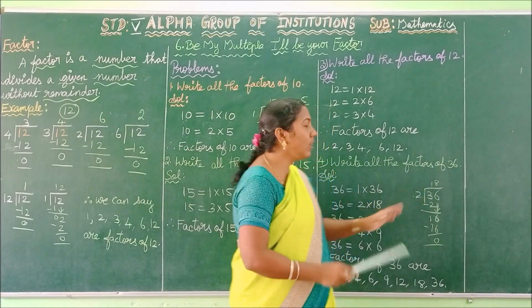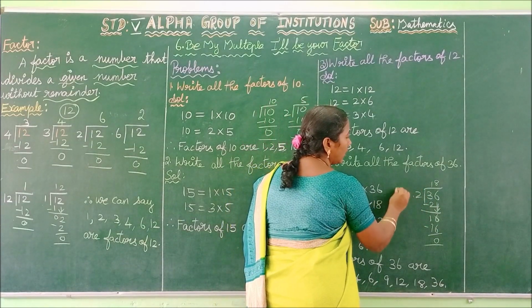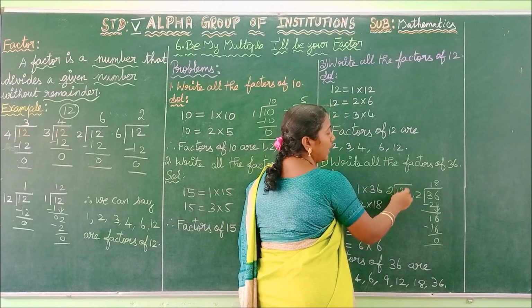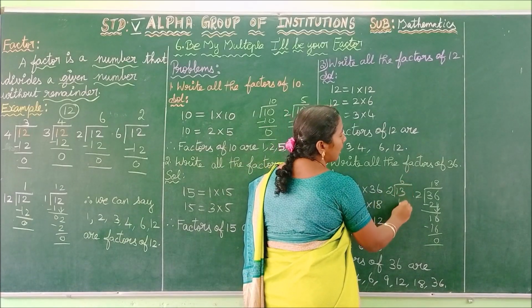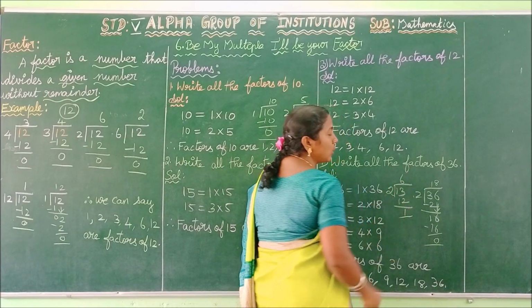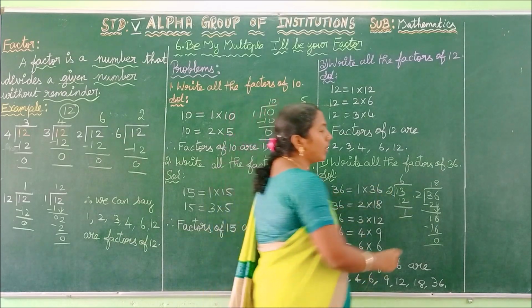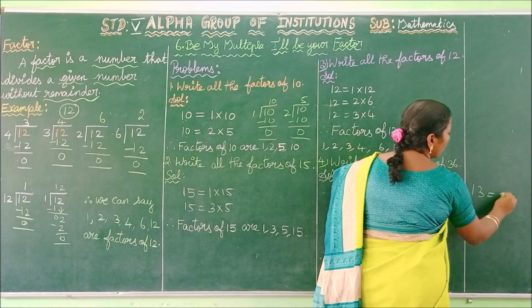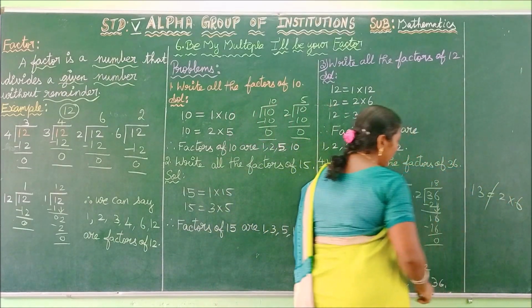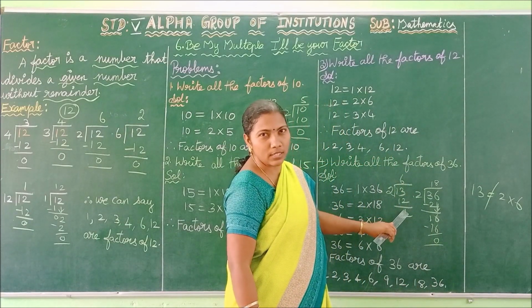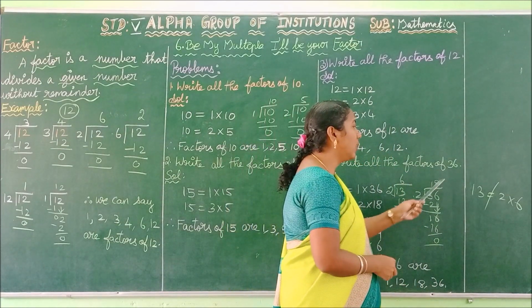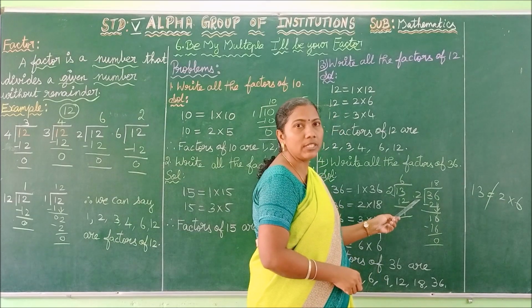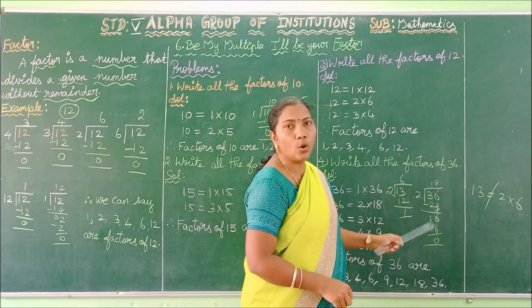Okay, do you understand, children? For example, suppose you are taking the number 13 and dividing it by 2: 6 2s are 12. So the remainder is 1. In that case, you can't write 13 as 2 into 6 because it gives the remainder 1. Do you understand, children? You have to write the quotient with the divisor as a multiple only in the case of remainder 0.